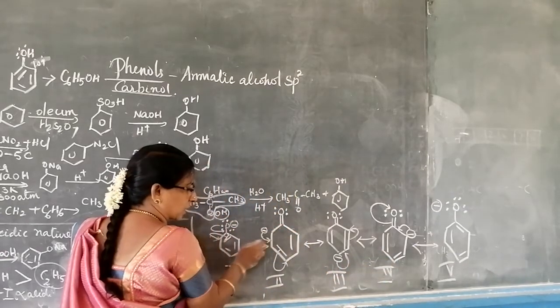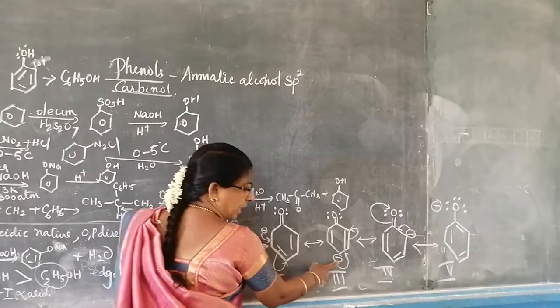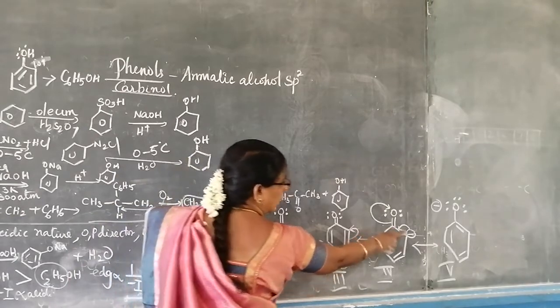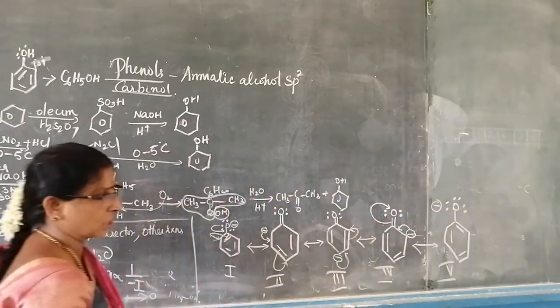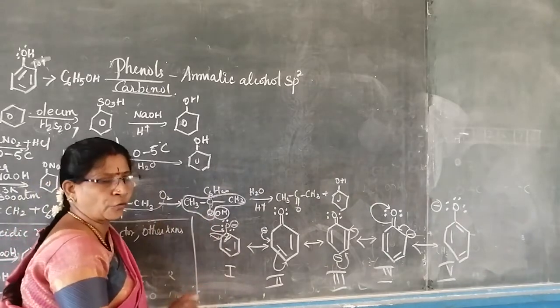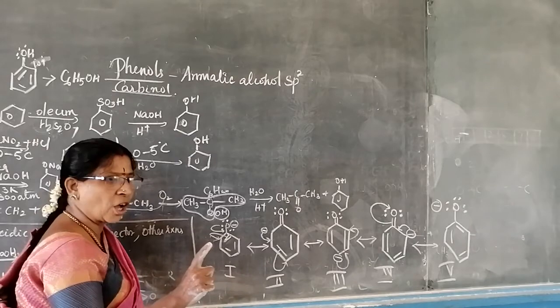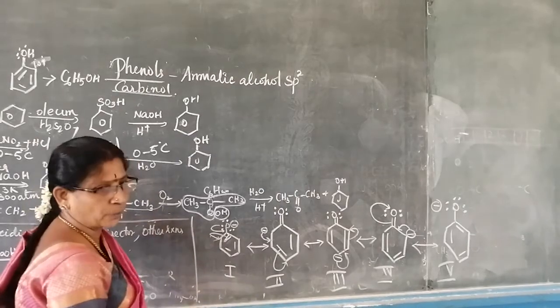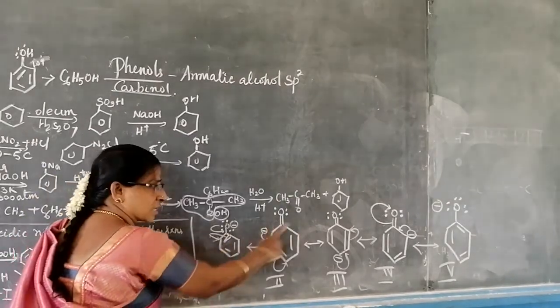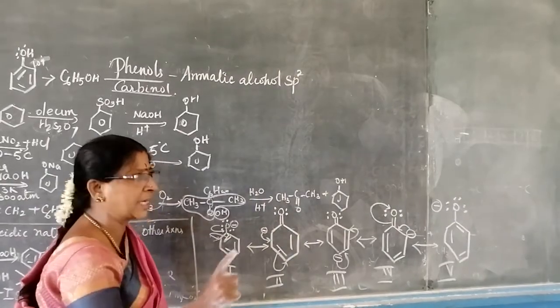Here the electron density is more in the ortho position. Here electron density is more in the para position. Here also it is more in ortho position. So further any electrophile comes means it will attack the benzene ring either in the ortho position or in the para position only. These are the resonance structures of phenoxide ion.